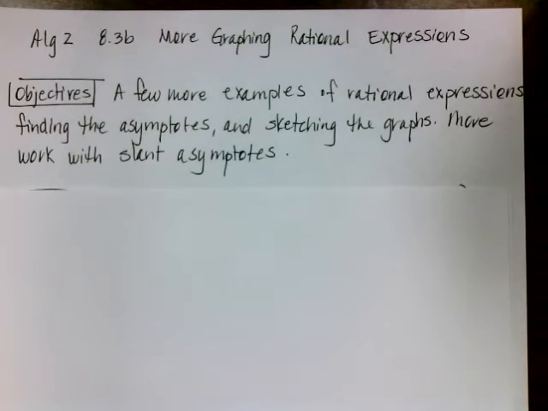We are going to do 8.3b today. We're just going to do a little bit more work with graphing our rational expressions. Our objectives are to do a few more examples where we have to find the asymptotes, both vertical and horizontal. And then I'm going to show you a few more examples of our slant asymptotes. Okay?